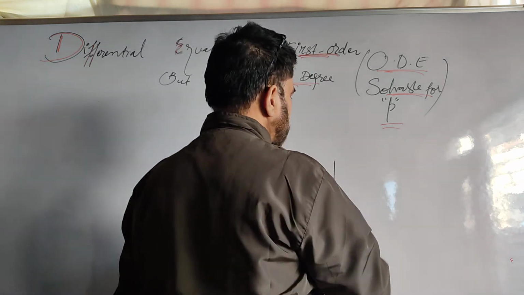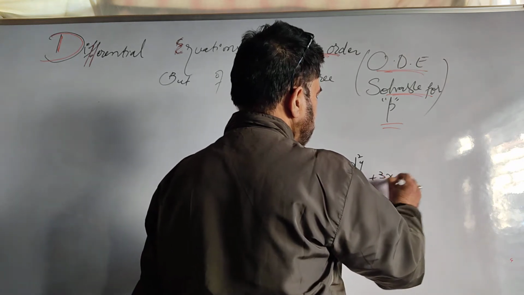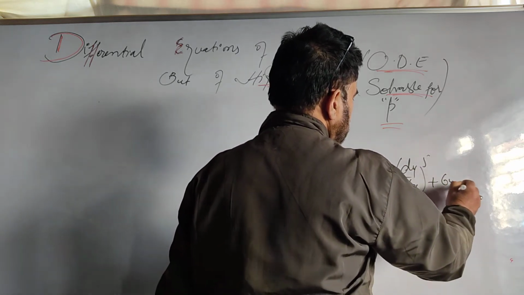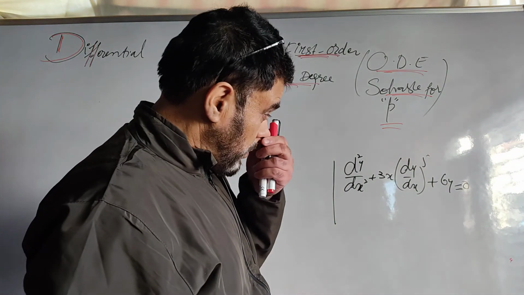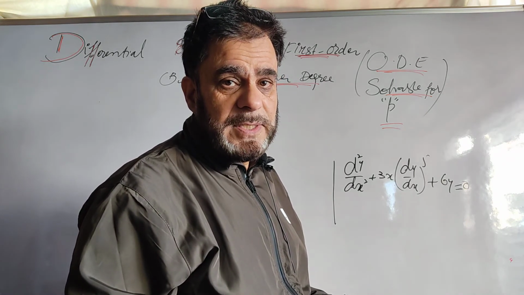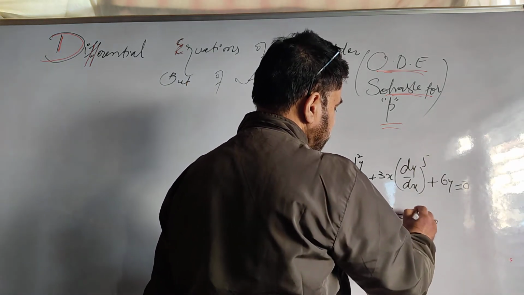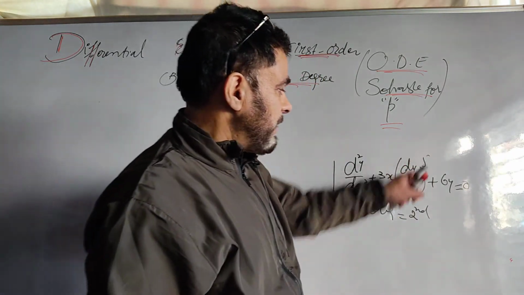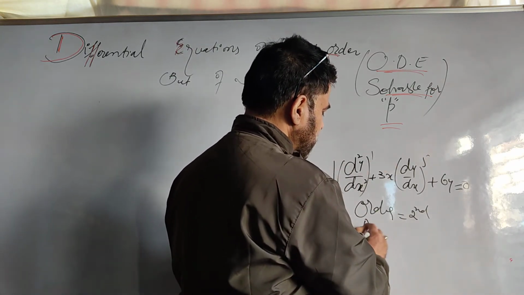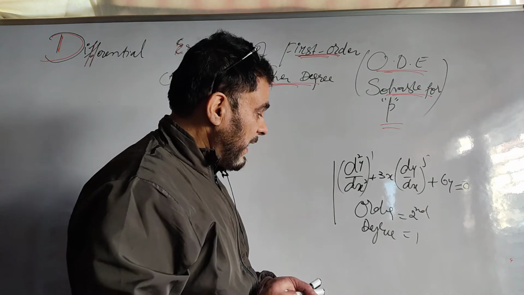Suppose you consider a differential equation of this form: d2y by dx square plus 3x into dy by dx raised to power 5 plus 6y is equal to 0. What is its order? Order means the highest derivative, the highest differential coefficient involved in the differential equation. So the order is second. What is its degree? Degree is not 5. Degree is the exponent or power of this highest order derivative, so the degree is 1. So this differential equation is of order second and of degree 1.